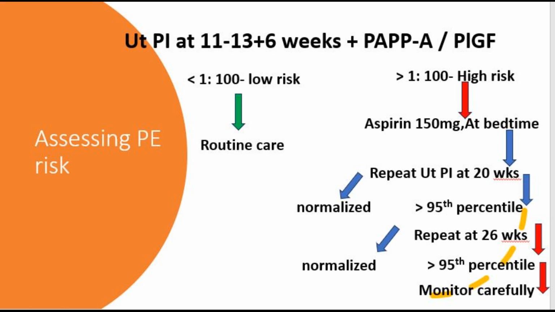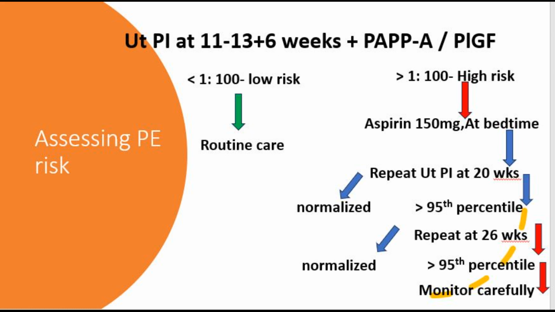This is a protocol. We do uterine artery PI at 11 to 14 weeks and combine it with either PAPP-A or PLGF. If the risk is less than 1 in 100, she is a low risk patient and she will be offered routine antenatal care. If the risk comes as more than 1 in 100, she is a high risk woman, and we start aspirin 150 milligrams to be taken at bedtime. Never stop aspirin. We will continue aspirin till 36 completed weeks.